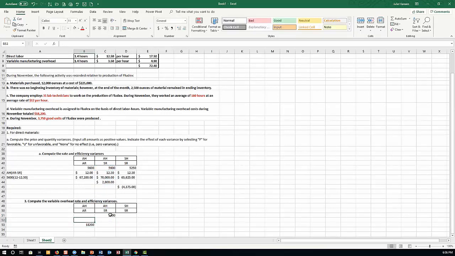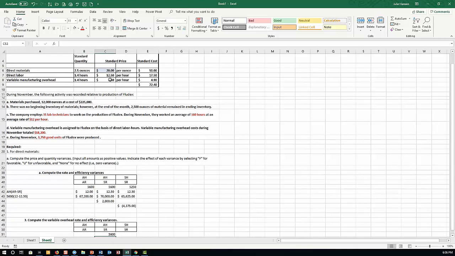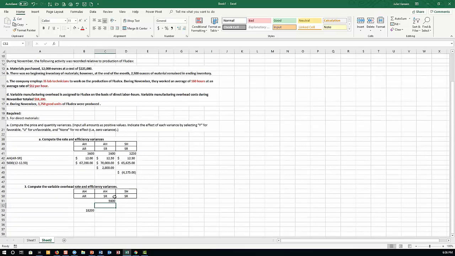Okay, so what's the standard rate for our variable manufacturing overhead? They gave that to us. It's $3.50. How did they figure that out? They went to chapter 3 and did the predetermined overhead rate. All right, here we go. Multiply that times that. We come up with that.